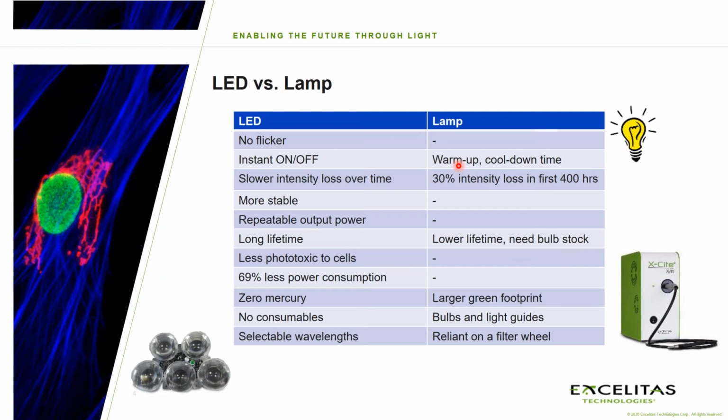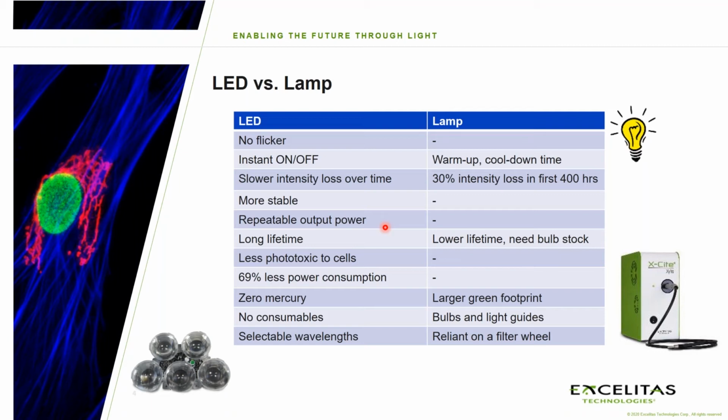With LEDs, you have a slower intensity loss over time, whereas with lamp, just because of their inherent properties, you end up losing about 30% of the initial intensity within the first 400 hours. And most of the lamps need to be replaced between 100 and 2,000 hours. So you have to have a stock of lamps, and depending on the equipment you have, you may have to have a professional to actually change the lamp.